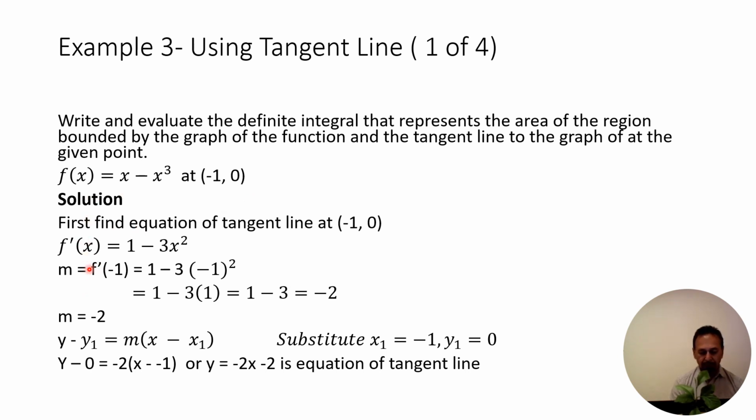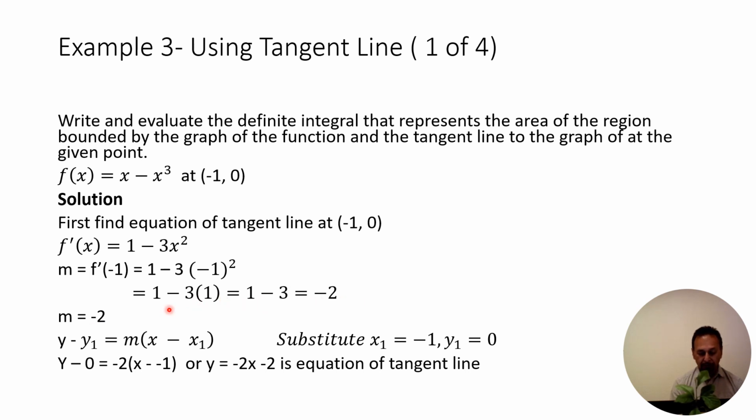So we find the first derivative, so f prime of x is 1 minus 3x squared, since the derivative of x cubed is 3x squared. And now we substitute the x value, x is -1. Remember the first derivative is the slope, so that means f prime evaluated at -1 is 1 minus 3 times (-1) squared. So it becomes 1 minus 3 times 1, so 1 minus 3 is equal to -2.